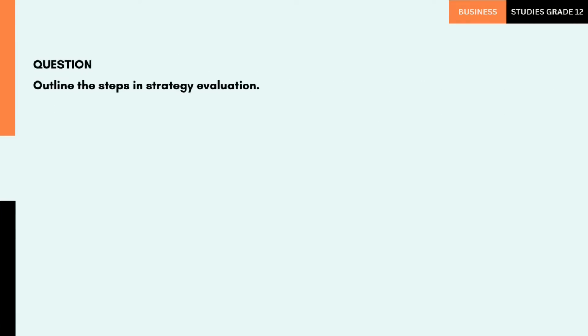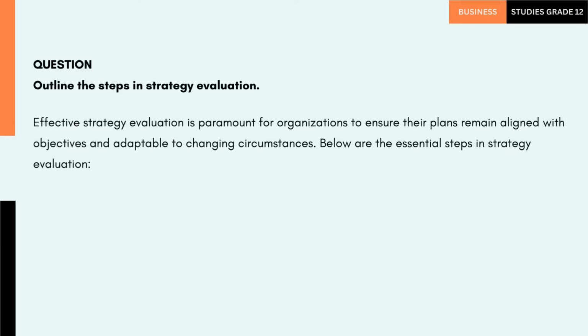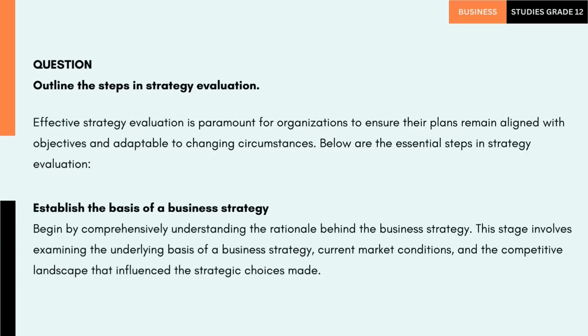Question. Outline the steps in strategy evaluation. Effective strategy evaluation is paramount for organizations to ensure their plans remain aligned with objectives and adaptable to changing circumstances. Below are the essential steps in strategy evaluation. 1. Establish the basis of a business strategy. Begin by comprehensively understanding the rationale behind the business strategy.